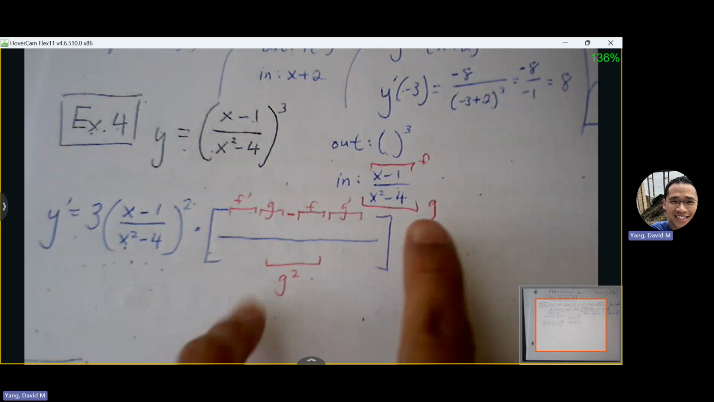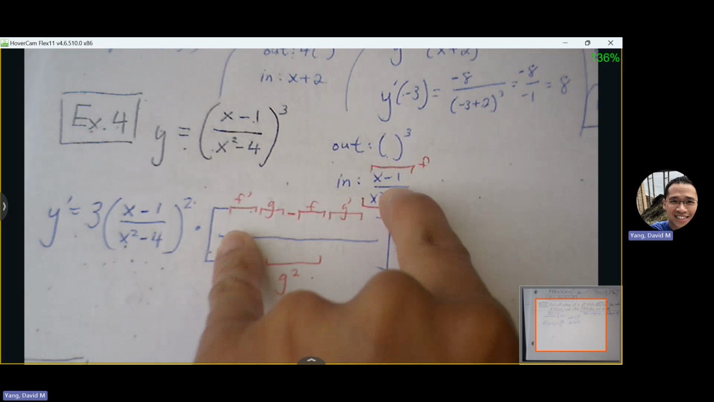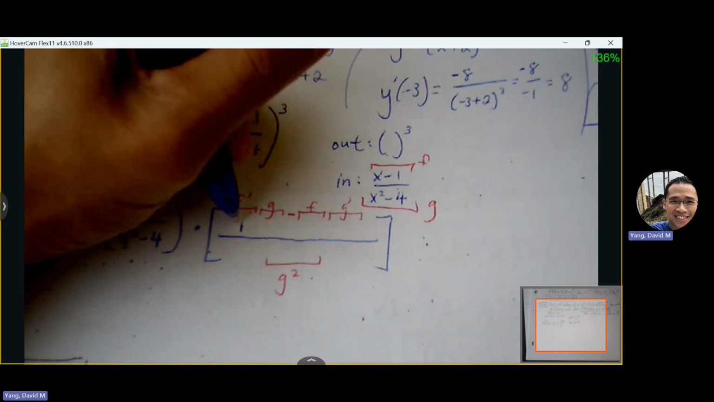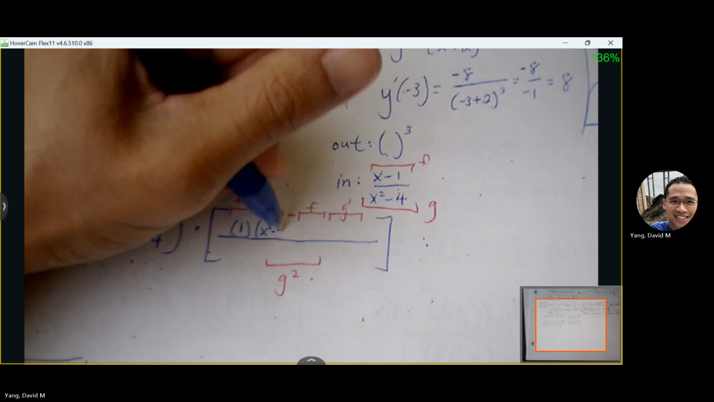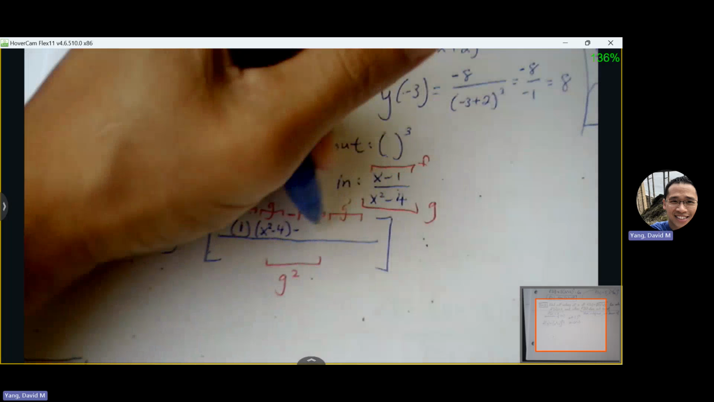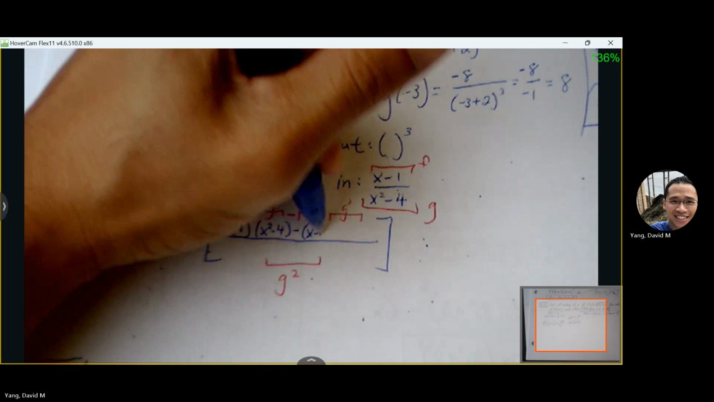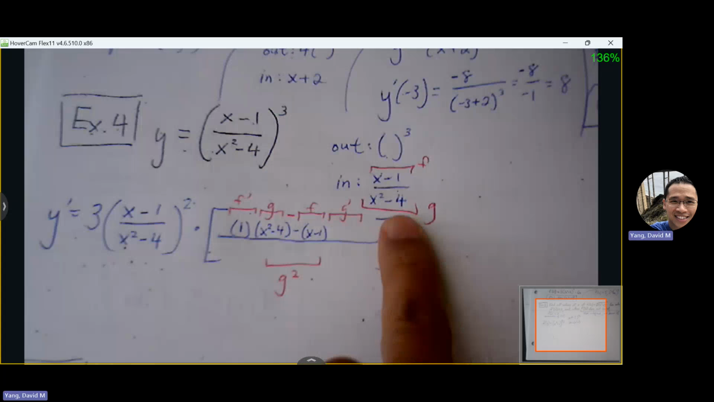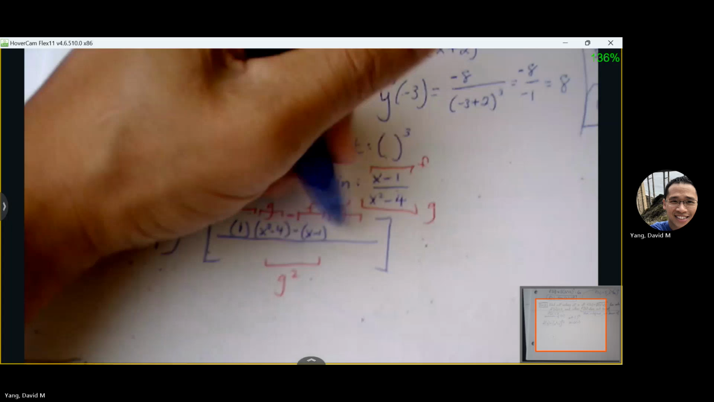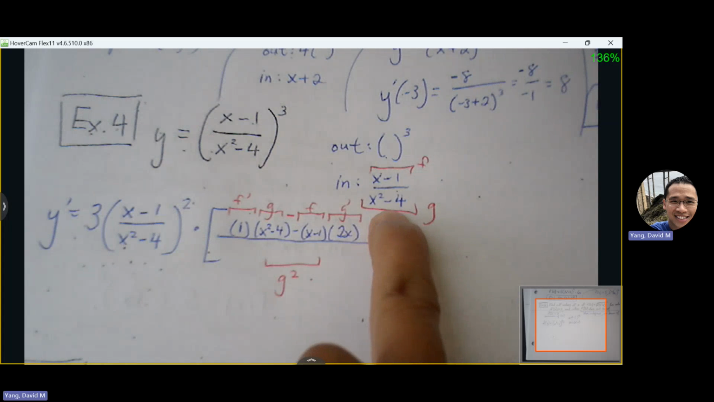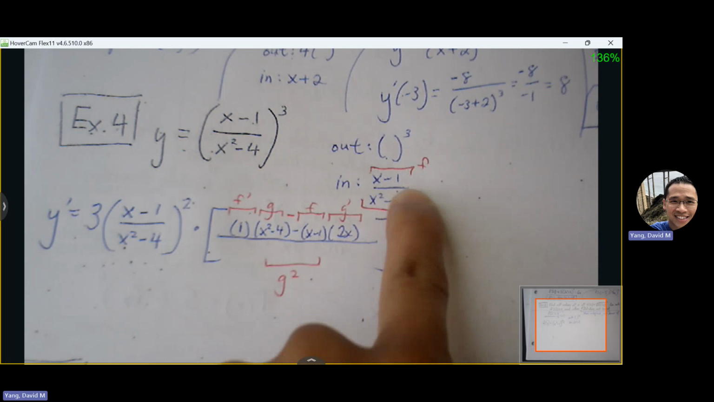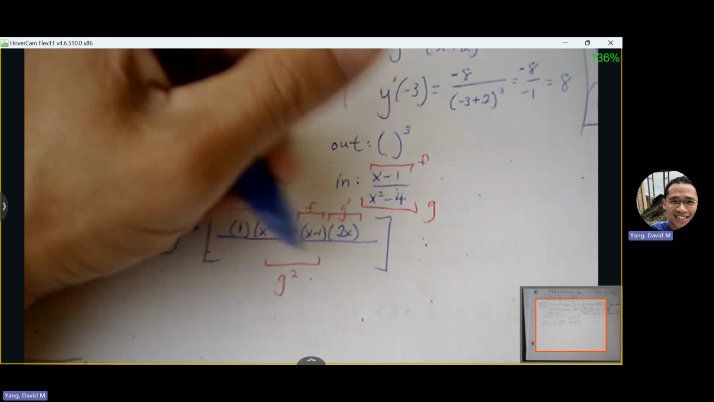Okay, so one piece at a time, f prime. F prime is x minus 1's derivative, so that's just going to be 1. G function, no changes. Back to f, no changes. Back to g prime. G prime becomes what? X squared minus 4 becomes 2x. Okay, all over denominator squared. Don't forget, quotient rule has that denominator squared portion as part of the derivative as well.